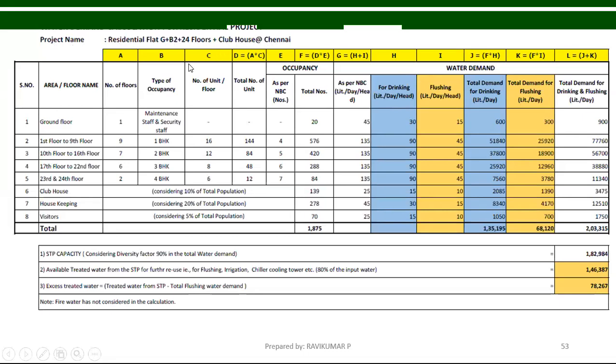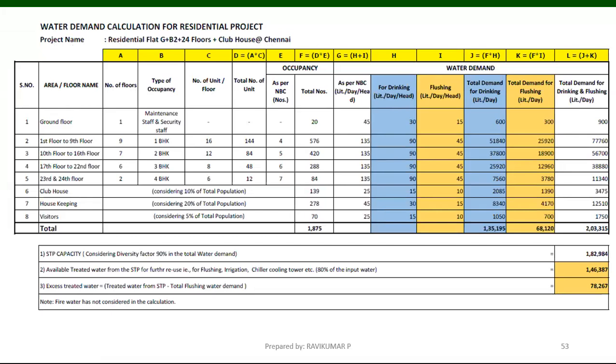For this project, we are going to design the water demand, or water balance, whatever you call it. Water balance and water demand calculation are the same. Both are the same only. Here I have provided columns A, B, C, D, E, F. For each column I have put a name for your understanding purpose only. You don't put these while you are working in any organization. This yellow highlighted text I put only for your understanding, for explaining purpose.